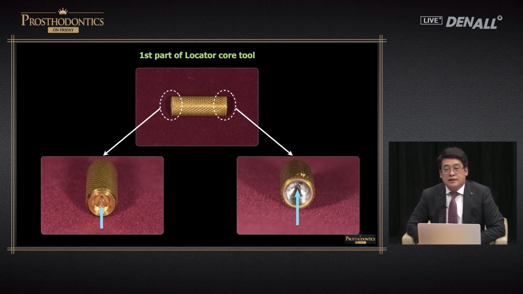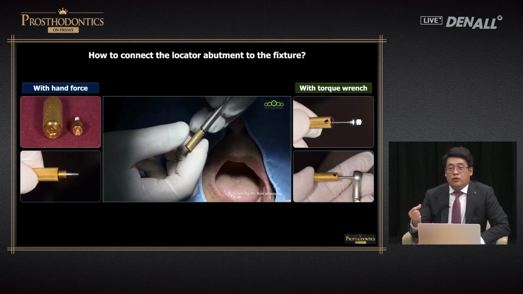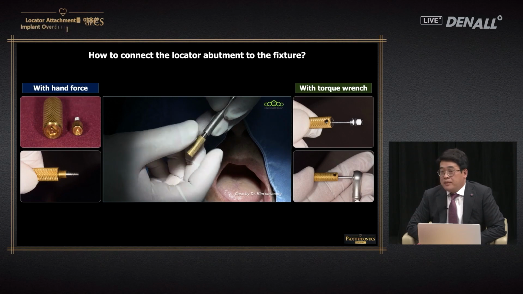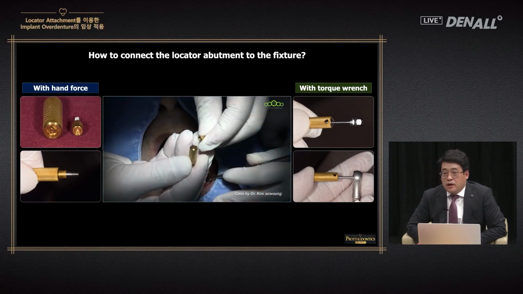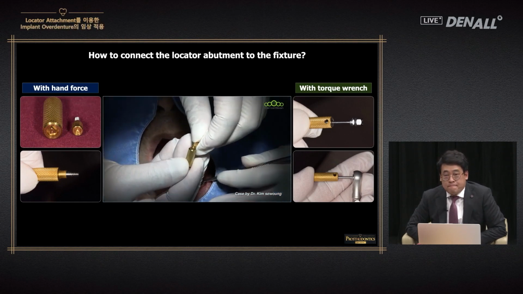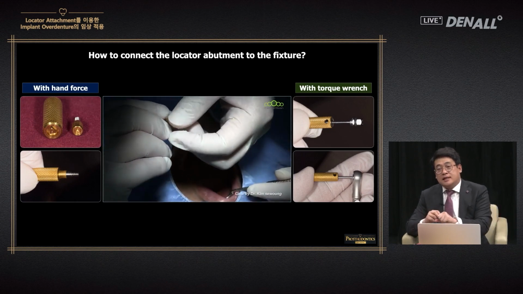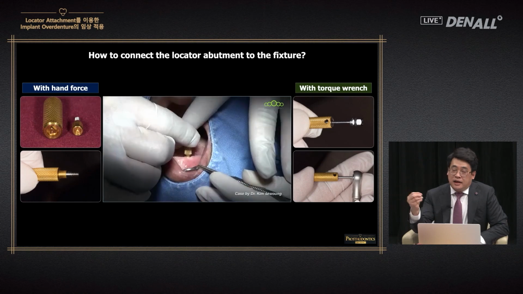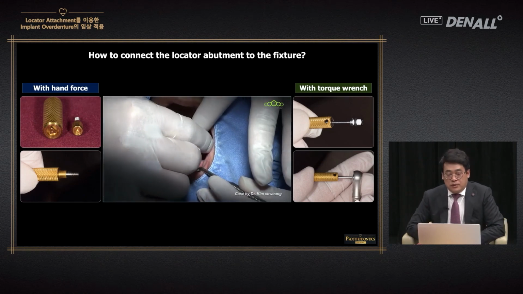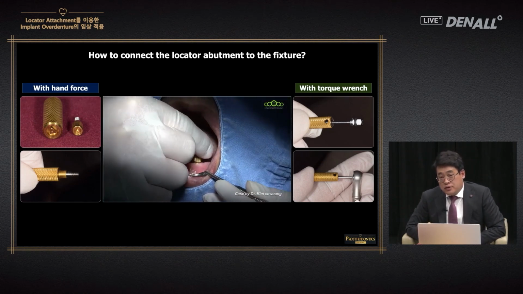Choose the appropriate locator attachment, and using the first piece, you can connect it with your hand. You can see the video. It is not fully bound, therefore, when you move it to oral cavity, you need to be careful so that it does not fall off.